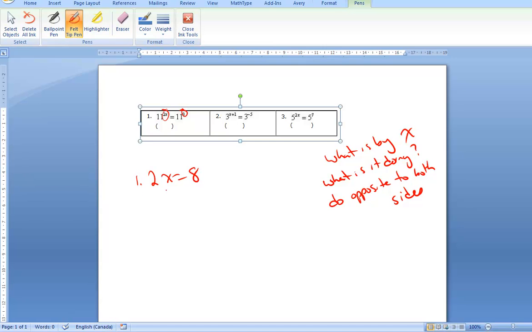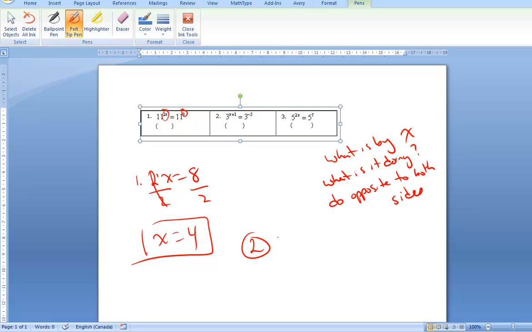Okay, so let's have a look. So what's by the x here? There's a 2. What's it doing? It's multiplying, because it's 2 times x. So we do the opposite to both sides. So I'm going to divide this side by 2, and I divide that side by 2, because I've got to be fair. 2 divided by 2 is 1, so it's just 1x. x equals 8 divided by 2, which is 4, and we're done.